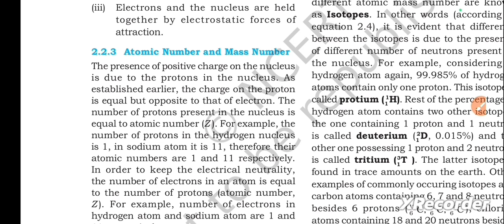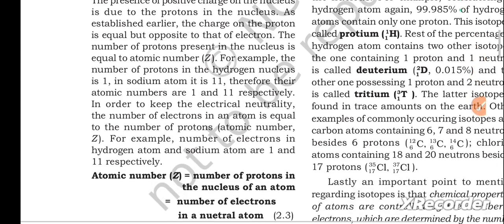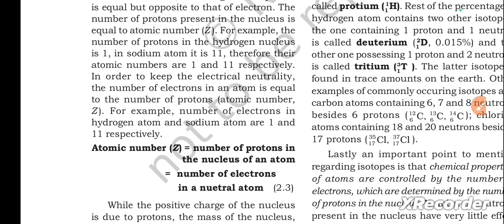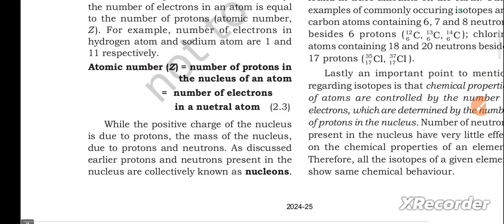In order to keep the electrical neutrality, the number of electrons in an atom is equal to the number of protons, atomic number Z. For example, number of electrons in hydrogen atom and sodium atom are 1 and 11 respectively. Atomic number, represented by Z, equals the number of protons in the nucleus of an atom, which equals the number of electrons in a neutral atom.